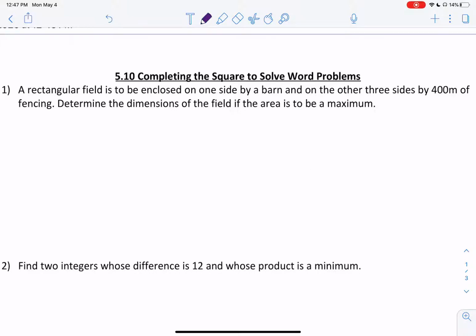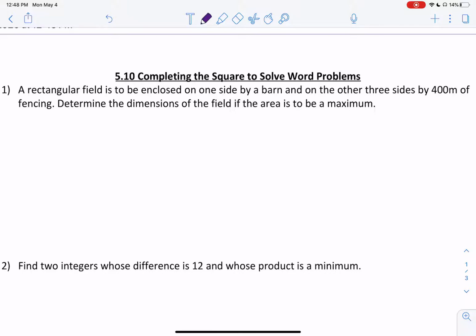For this lesson, we're going to be looking at some of the applications of completing the square. So we're going to go through a few different types of word problems and go through the steps of how to solve them. The first one says, a rectangular field is to be enclosed on one side by a barn and on the other 3 sides by 400 meters of fencing. Determine the dimensions of the field if the area is to be a maximum.